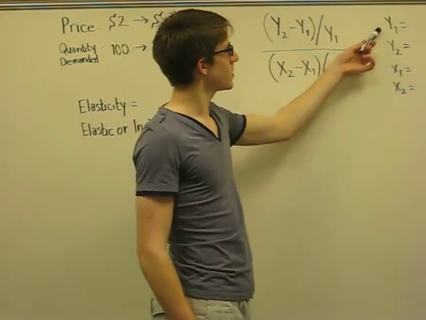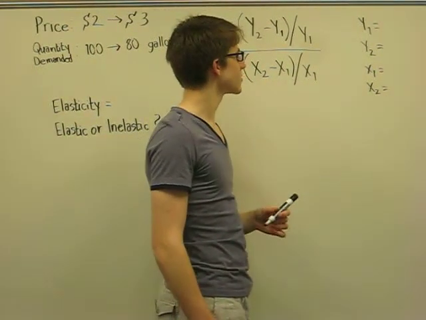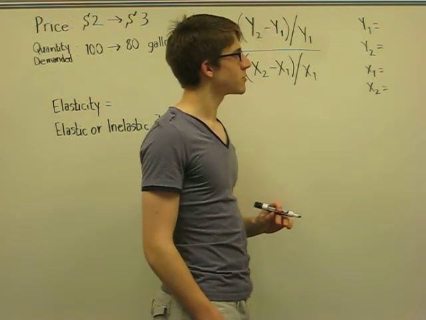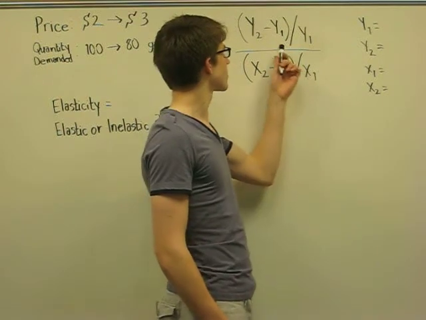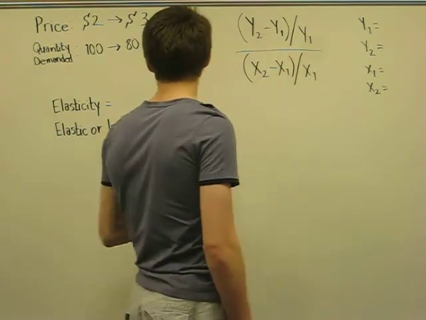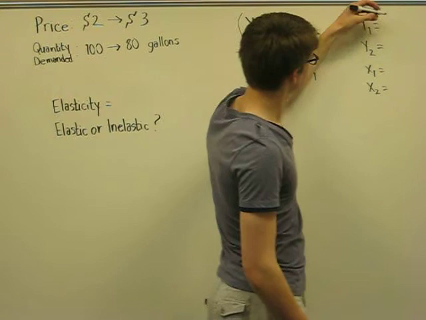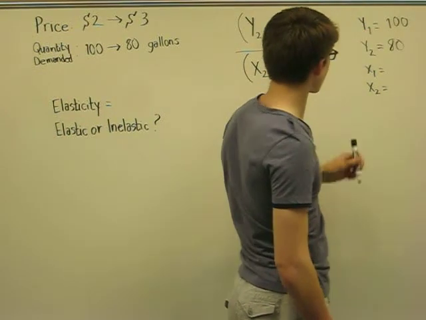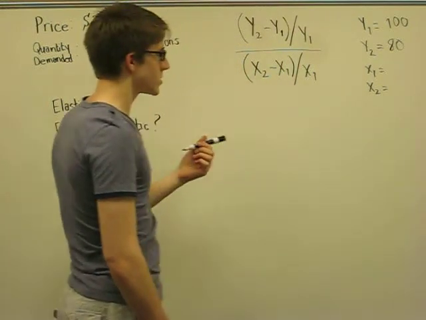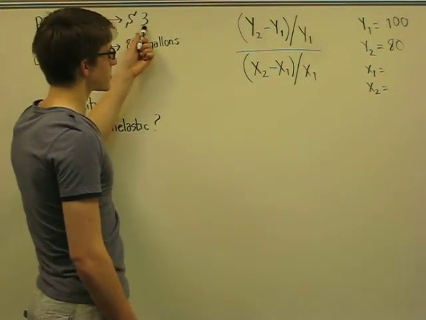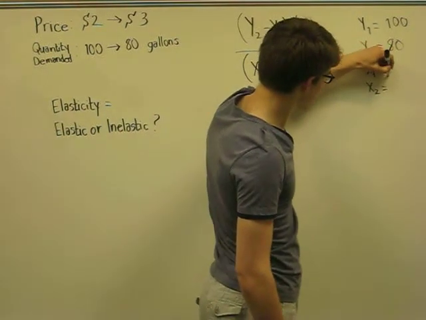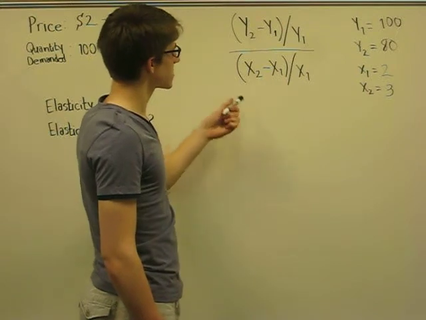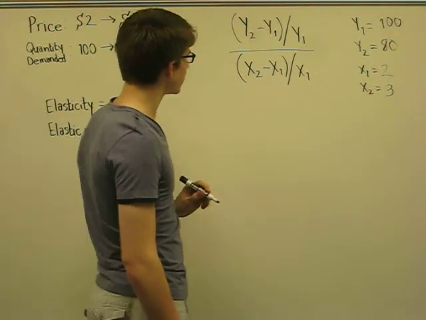So let's look at the variables that we have and see what numbers we have. Our y's on top, the response variable, as I said before, is going to be the quantity demanded. Y1 is the old and Y2 is the new. The old is 100 gallons and the new is 80. And then for price, which is x, we move from $2 to $3. So now all that we have to do is take this formula, plug in the numbers, and simplify.